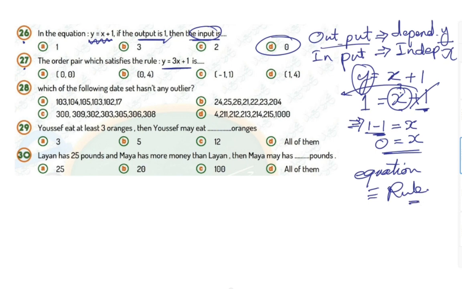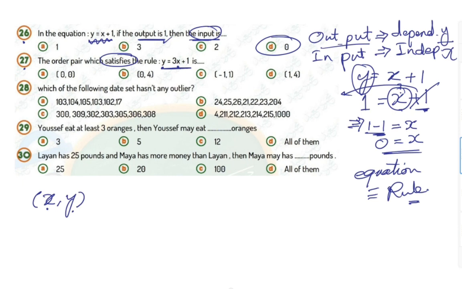Okay. Now we have some rule here: y equals 3x plus 1. And I have 4 ordered pairs. What is the meaning of satisfy? We have some rule or equation containing 2 variables, y and x. Don't forget that y here is the dependent and x is the independent. So any ordered pair starts with what? Start with the independent, then the dependent.